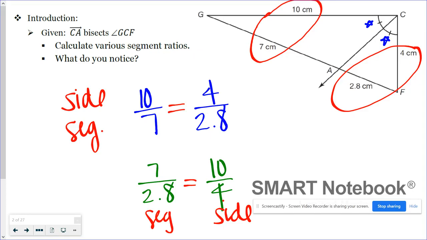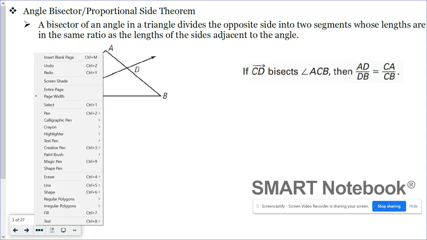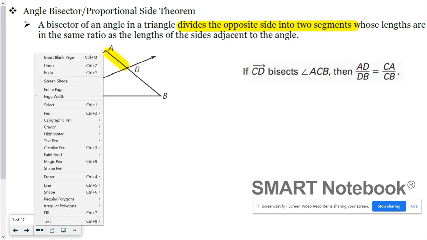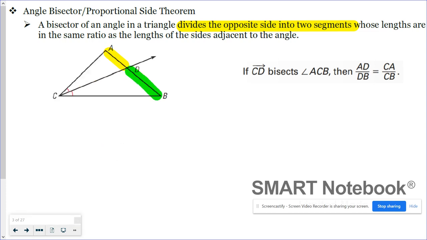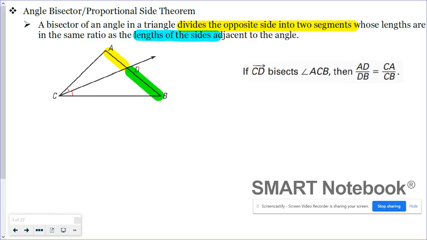It means they're proportional. And so the angle bisector proportional side theorem says a bisector of an angle in a triangle divides the opposite side into two segments whose lengths are in the same ratio as the sides adjacent to the angle. So the opposite side has been divided into two segments. So we're talking like AD and DB. Okay. And those lengths are in the same ratio as the sides adjacent to the angle. Okay, so that would be side like AC and CB.